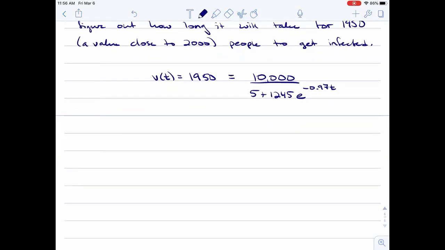So if we multiply both sides by 5 plus 1245 e to the negative 0.97 t, we get 1950 times 5 plus 1245 e to the negative 0.97 t is 10,000.